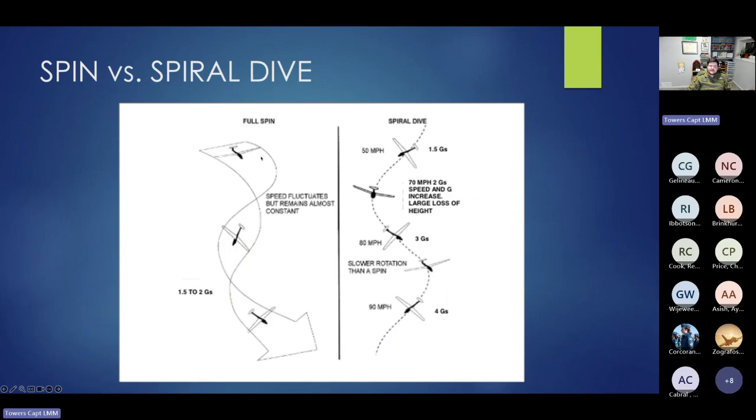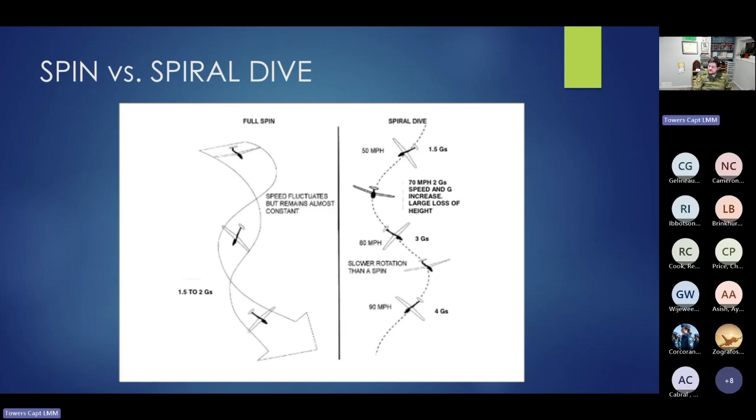So you can see in a spin here, the speed is fluctuating, but remains mostly constant, maybe 1.5 to 2 Gs. But in a spiral dive, you can definitely get to a point where you're going to overspeed or overload the airframe. That's why you've got to stay on top of it.